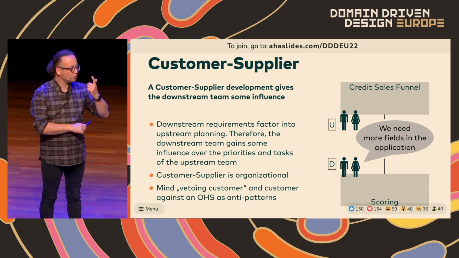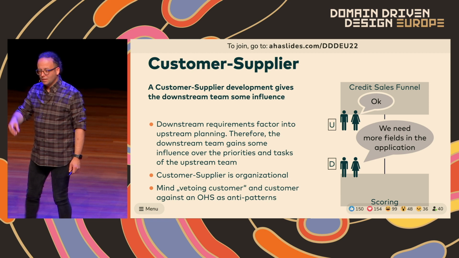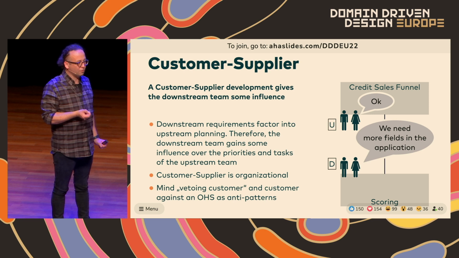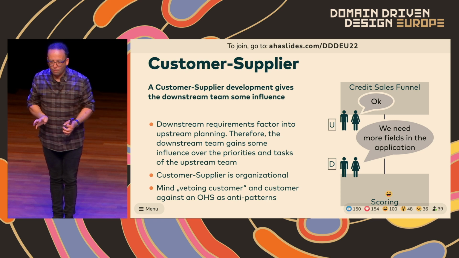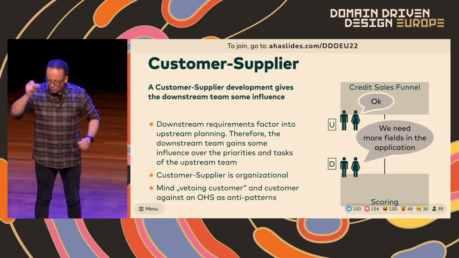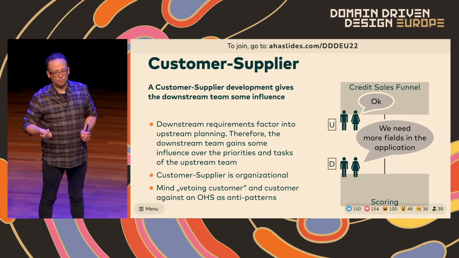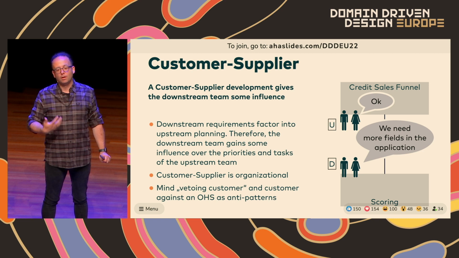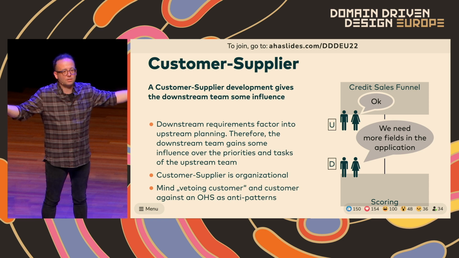We say, okay, we allow the scoring team some influence, and what is very important, some influence on the planning of the upstream team. So we give them the allowance that they can go to, let's say, there is a contract for that. So they can go once a year to the credit sales funnel team and tell them, hey, we want those two new fields in the application form, but you can toss the other one. We don't need that anymore for a certain new scoring rule. Or they can do that when they have a new requirement by an external regulator. When external regulators come up with something, they always need to fulfill that.